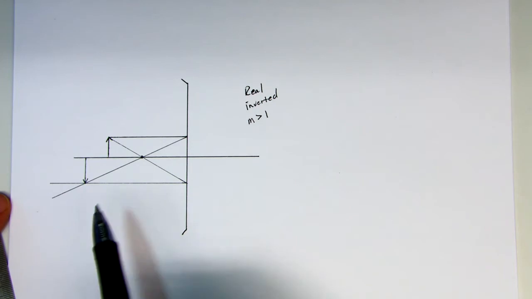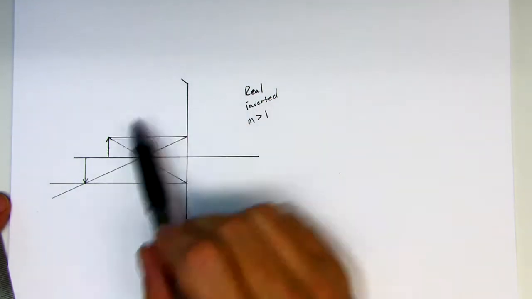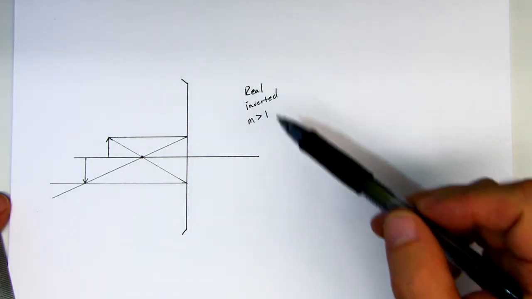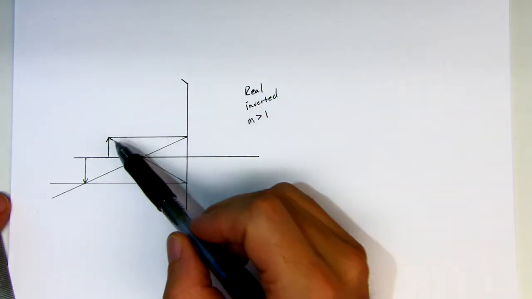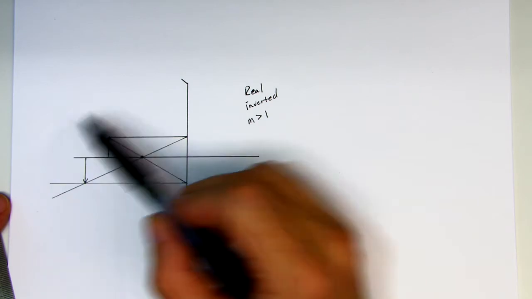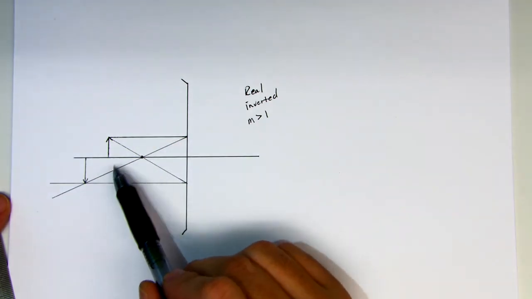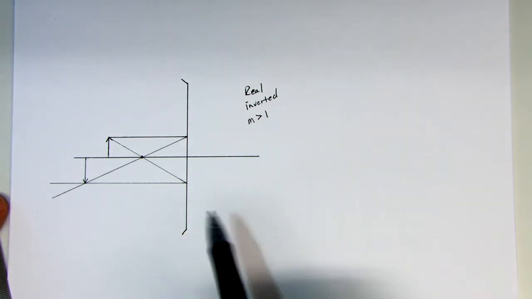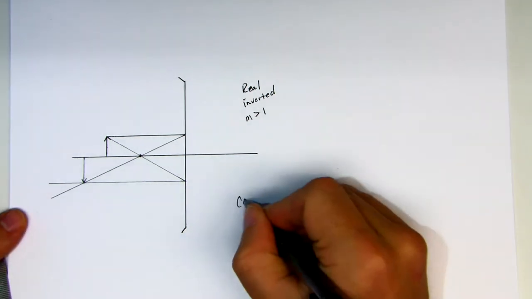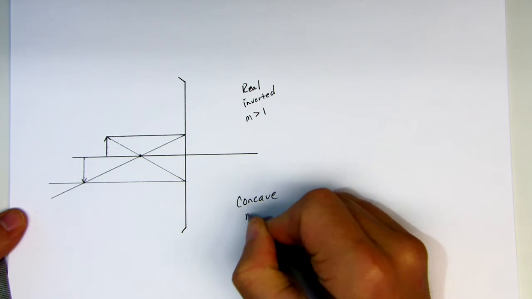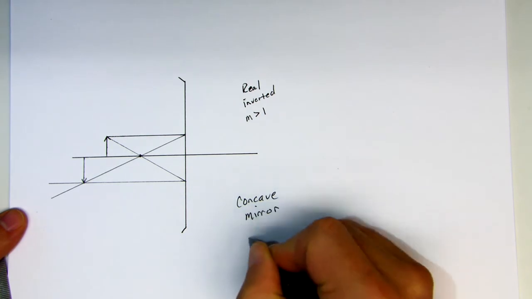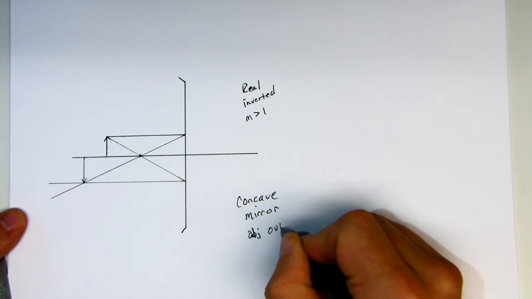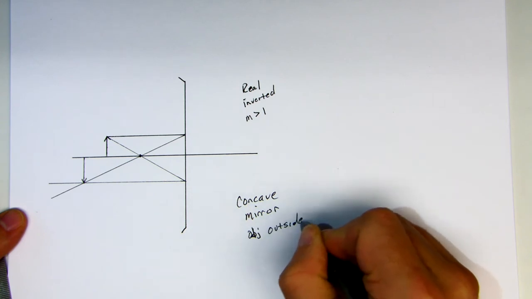But you need to label what you have drawn. So don't try and memorize a concave mirror, object outside the focal and say it's real, inverted, and greater than 1. Because if you draw this too far out this way, your ray diagram will have a real inverted image that's less than 1. Okay? So this was concave mirror, object outside focal.